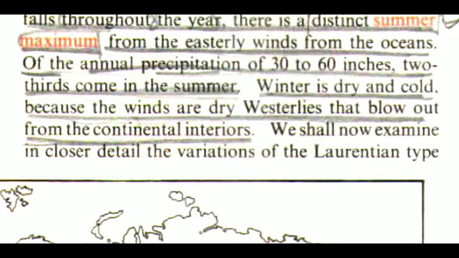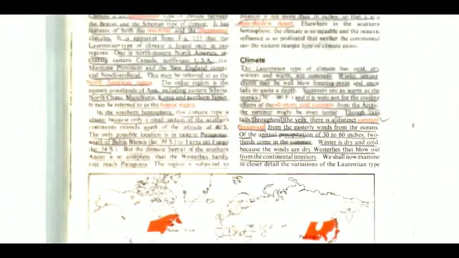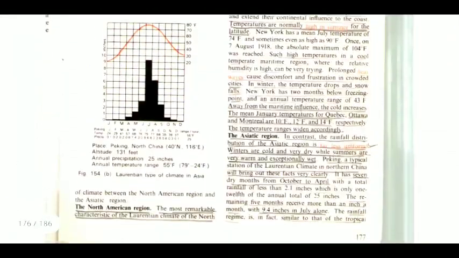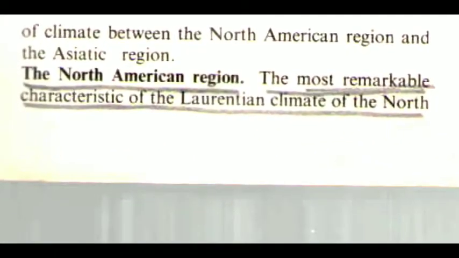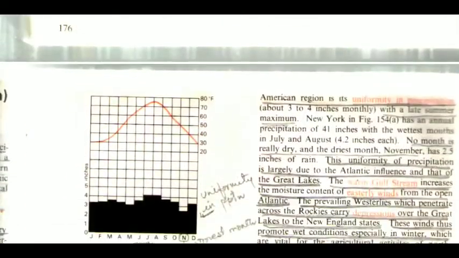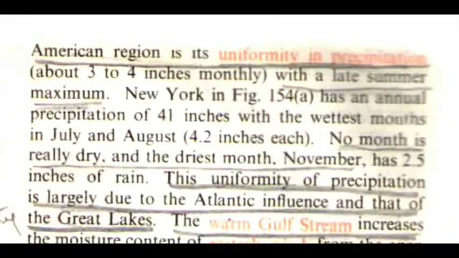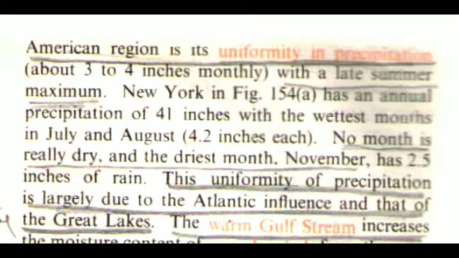We shall now examine in closer detail the variations of the Laurentian type of climate between the North American region and the Asiatic region. The first one, North American region. The most remarkable characteristic of the Laurentian climate of the North American region is its uniformity in precipitation, about 3 to 4 inches monthly, with a late summer maximum. New York in figure 154A has an annual precipitation of 41 inches with the wettest months in July and August, 4.2 inches each. No month is really dry, and the driest month, November, has 2.5 inches of rain.